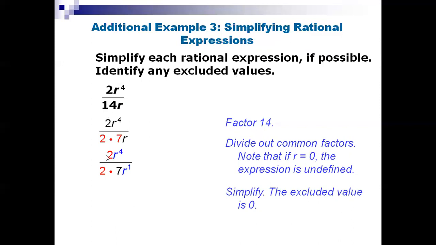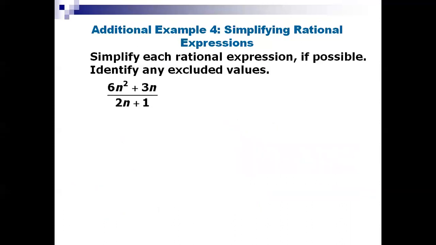We cancel that 2, and then apply the properties of exponents: r raised to 4 divided by r. Again, when dividing powers with the same base, subtract the exponents. So we will have r cubed over 7, and your excluded value is 0. Otherwise, if r is equal to 0, the whole expression is undefined or meaningless. Another example.